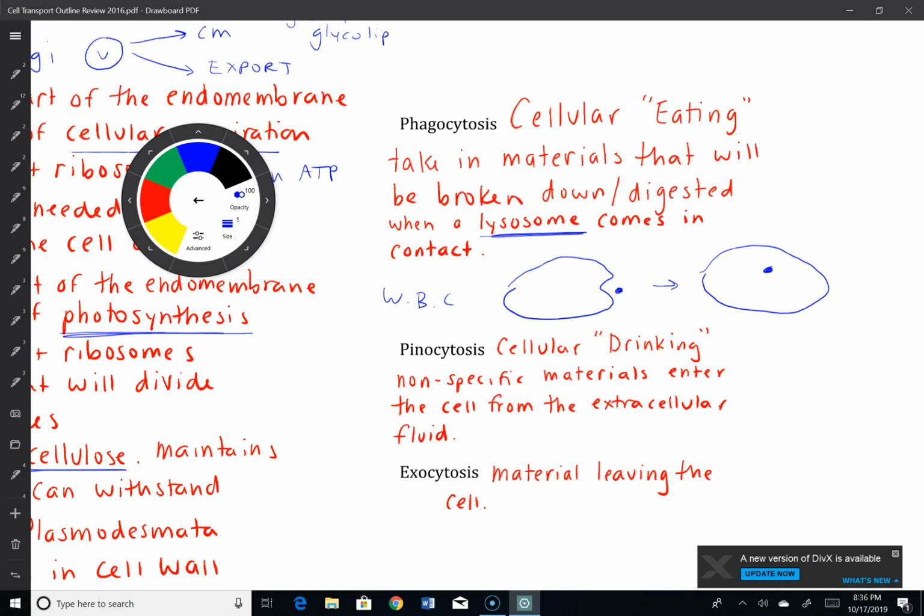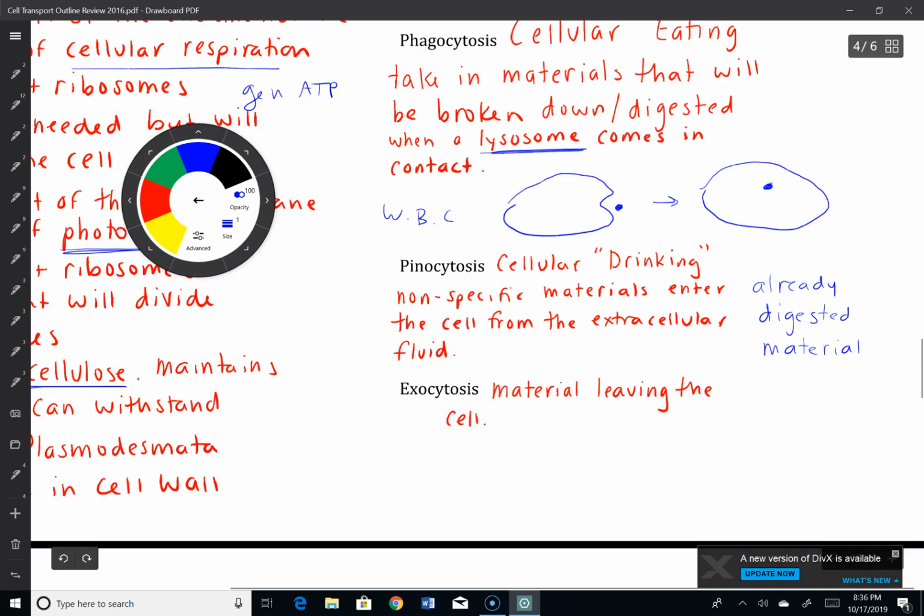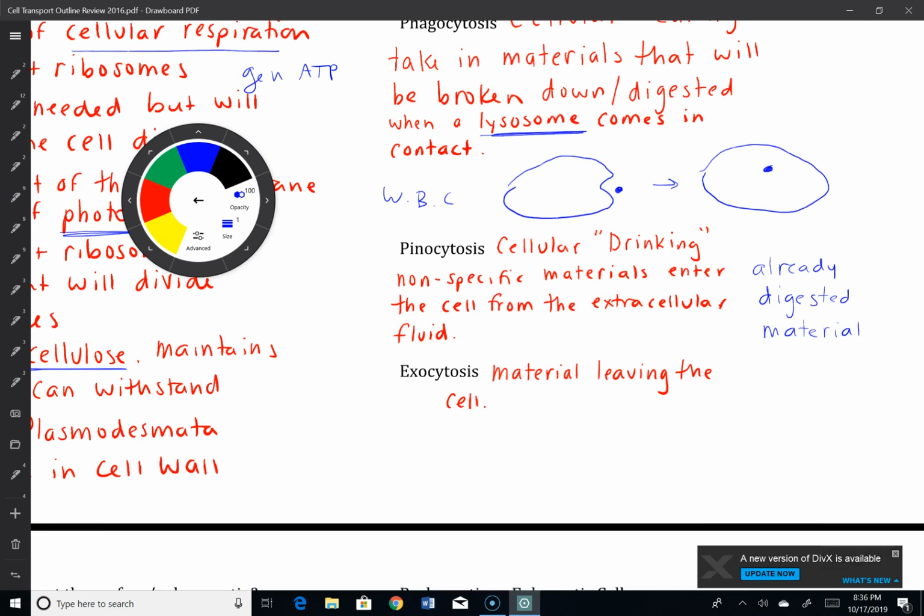Pinocytosis is cellular drinking. It's kind of like non-specific. It's basically picking up already digested material. So it's small things. If you look at phagocytosis, you will notice that that material is large and needs to get digested or broken down with the lysosomes. And anything the cell does not want, it simply gets rid of, and that is what is known as exocytosis.